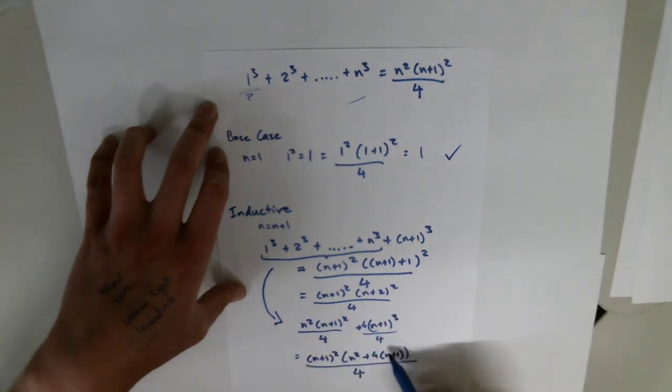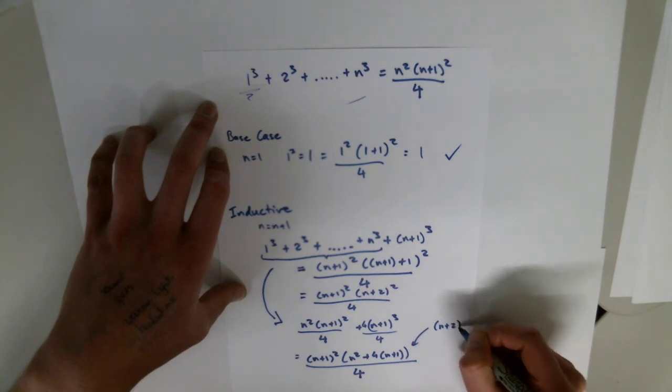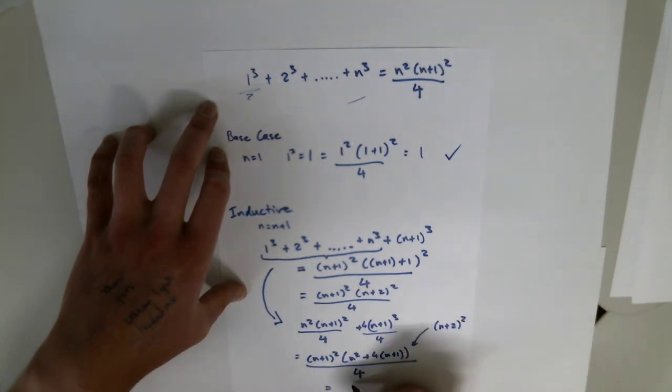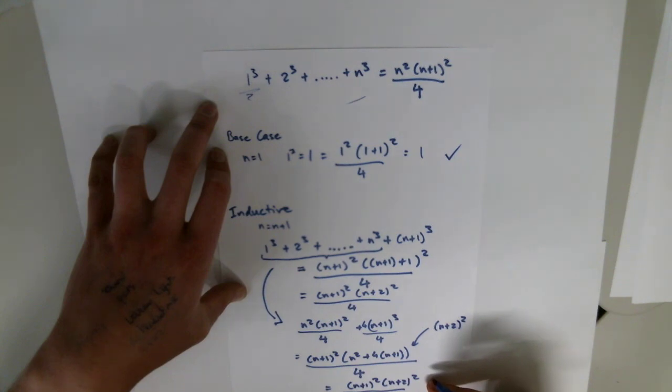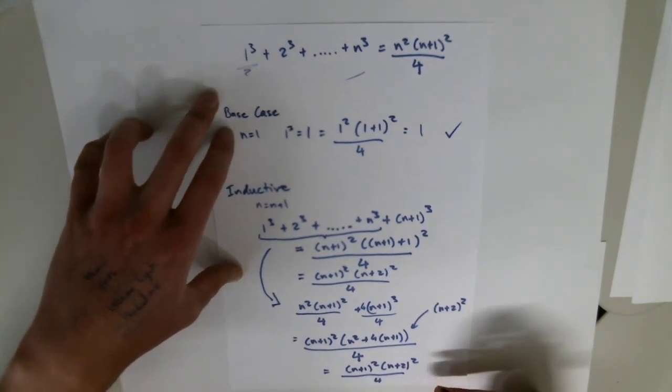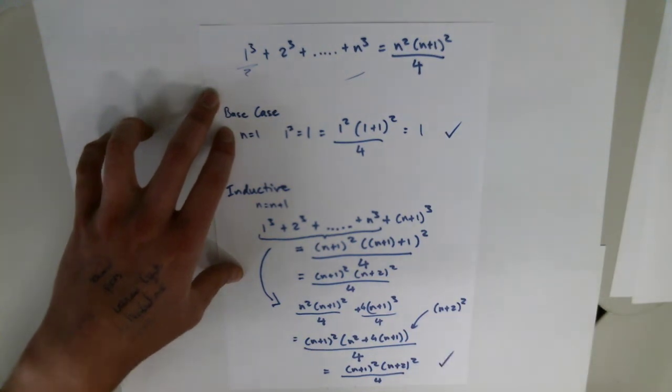If I expand this bracket out, I get 4n plus 4, and if you look carefully, you'll notice that n squared plus 4n plus 4, this here, is just equivalent to (n plus 2) squared. Rewriting that out, (n plus 1) squared times (n plus 2) squared all over 4, and that becomes exactly the same as what we started off with up the top here. So that shows our inductive proof is done.